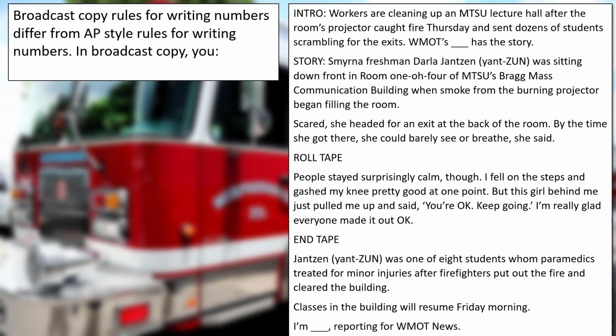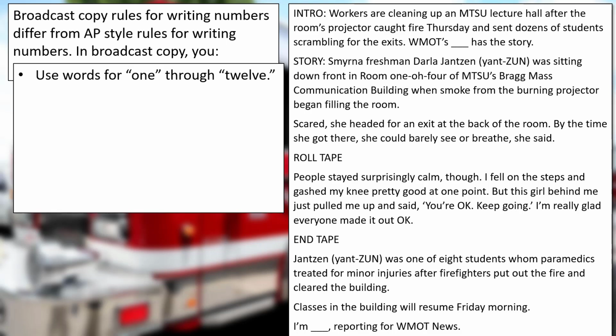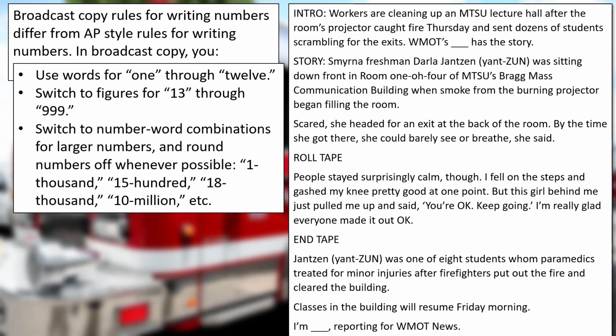Broadcast copy rules for writing numbers differ from AP-style rules for writing numbers. In broadcast copy, you use words for 1 through 12. So you would spell them out, one through twelve, and then switch to figures when you get to 13 and stick with figures through the number 999. But when you get above 999, you switch to number word combinations for these larger numbers. And you also round off whenever possible. So you would write things like one-thousand with thousand spelled out, fifteen-hundred with hundred spelled out, 18,000, 10 million, and so forth.